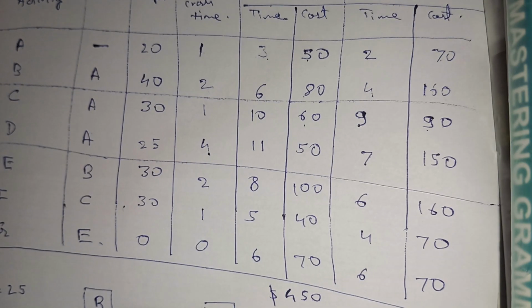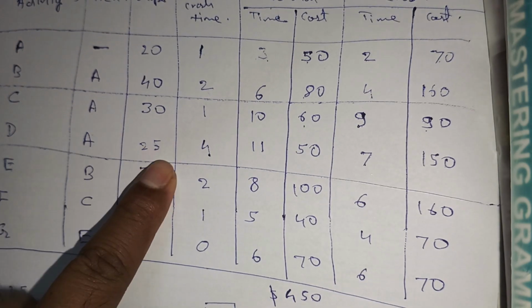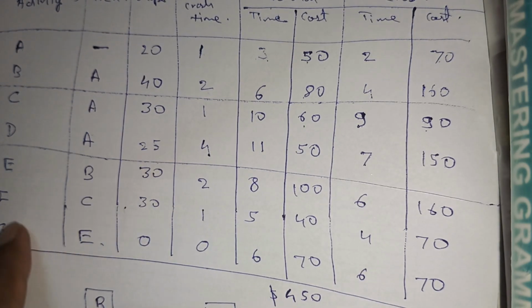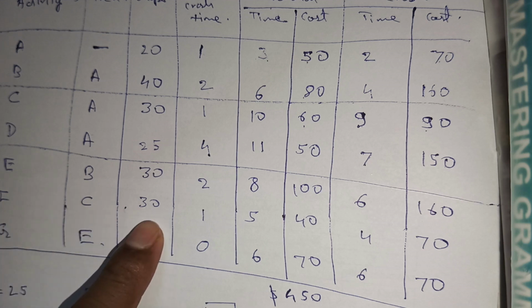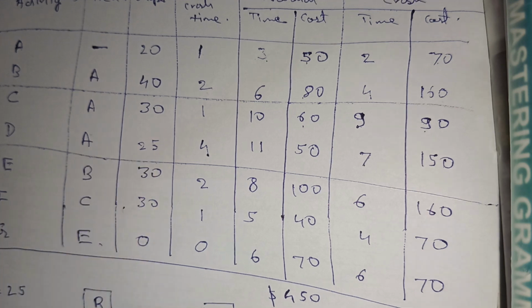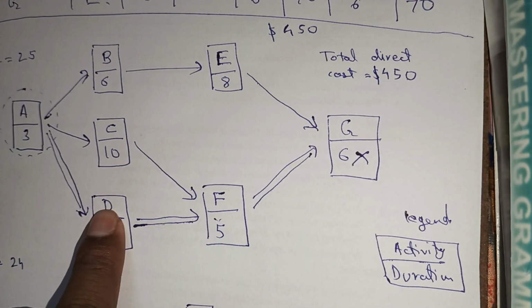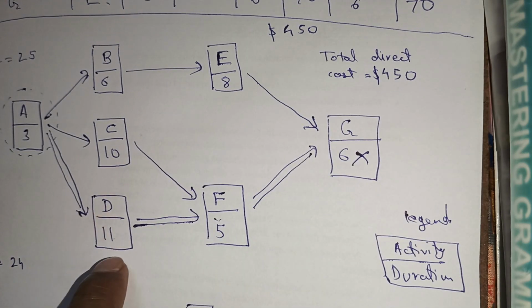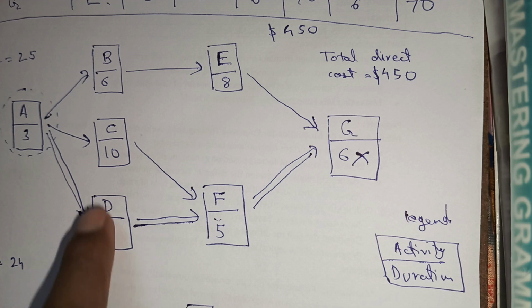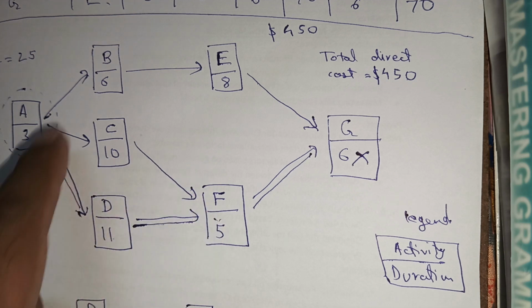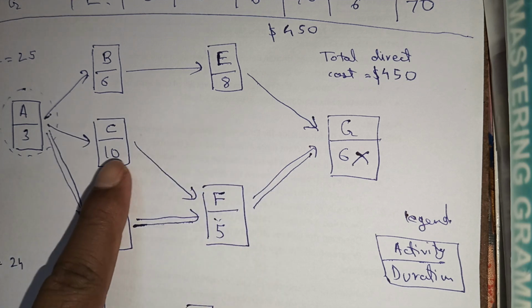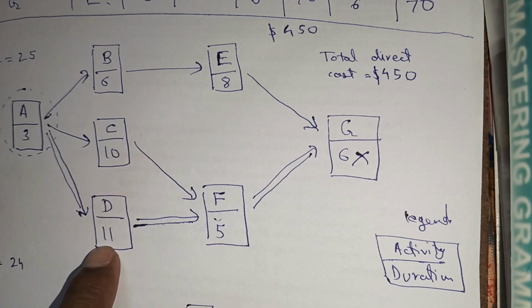The cost of crashing D is 25 and the cost of crashing F is 30. Now the obvious choice is D. Okay, but if you look at the diagram, by crashing D, can we reduce the project duration by 1 day? It is not possible, because still the project duration will remain the same. Okay, see, it is 10, it is 11.